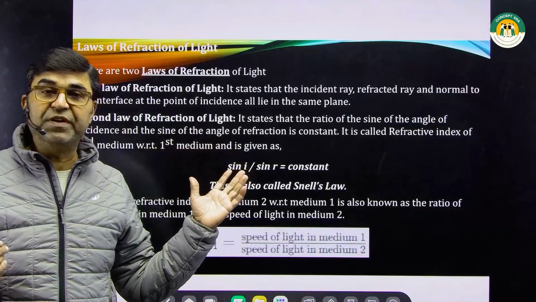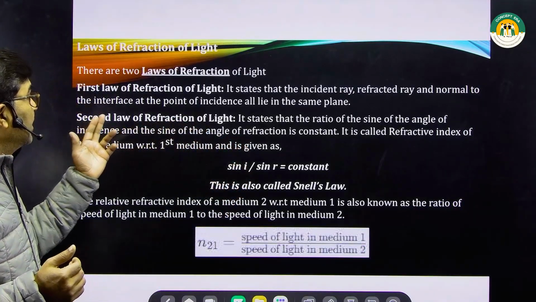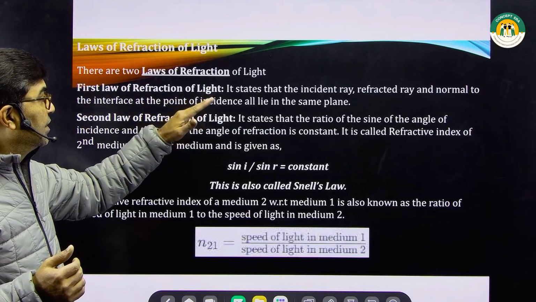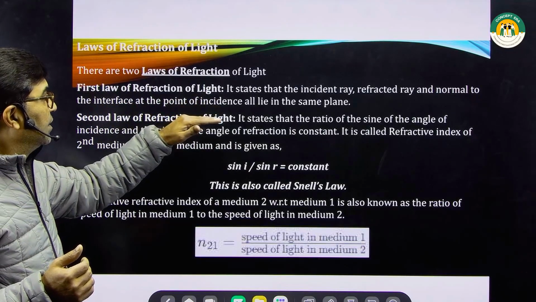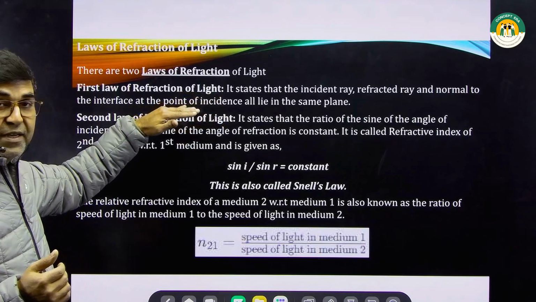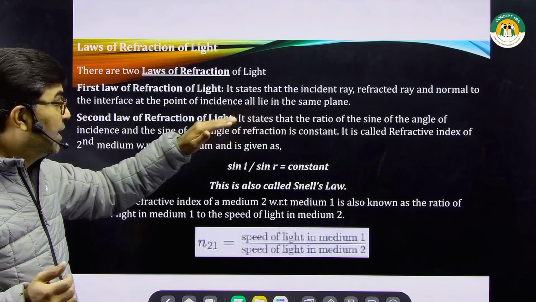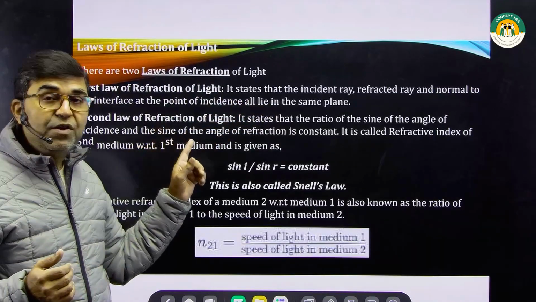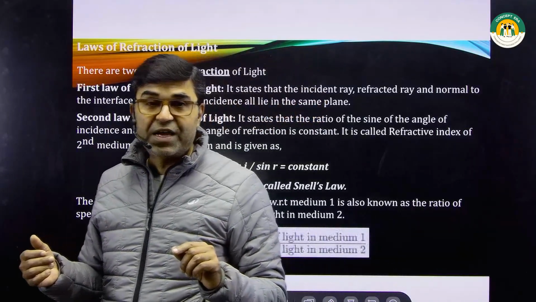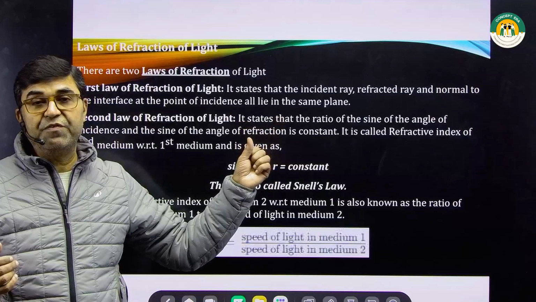As in the case of reflection, refraction also follows two laws. That is, the first law: the incident ray, the refracted ray, and the normal all lie in the same plane, and the sine of the angle of incidence and the sine of the angle of refraction bear a constant ratio for a given pair of media.